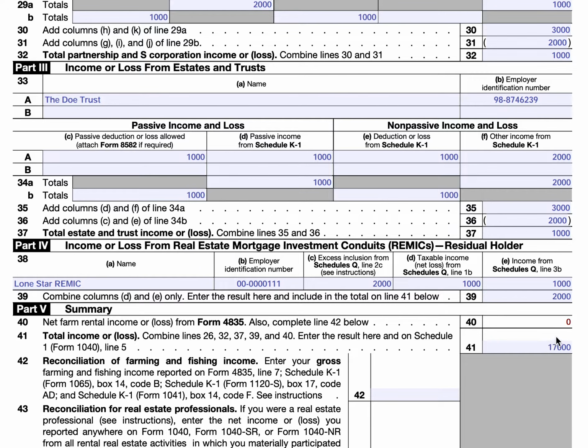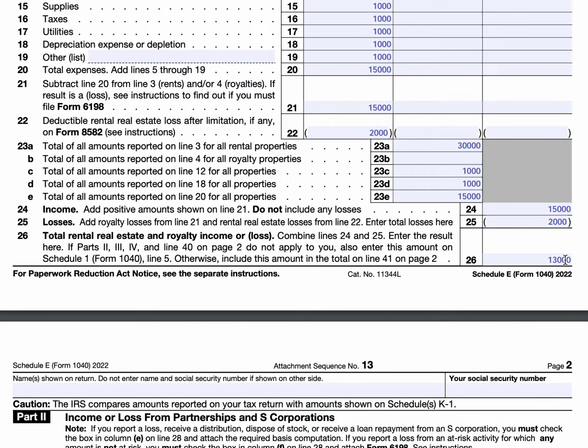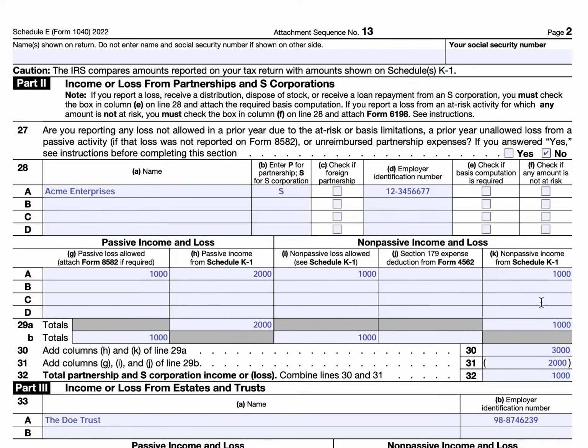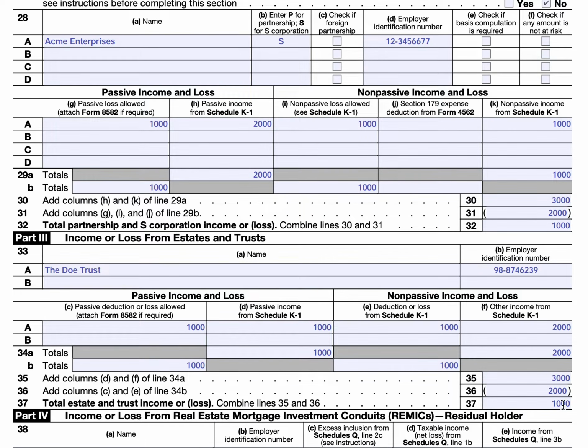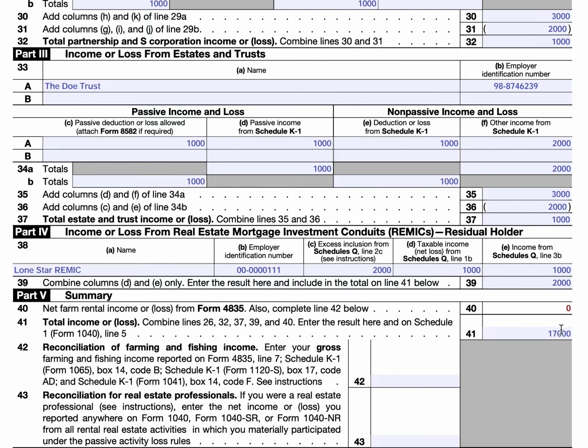So for line 41, you're going to combine the sums of the previous four parts. Line 26 is for part 1, the rental real estate activity and royalties. Part 2 is the partnership and S corporation income, line 32. Part 3 on line 37 is the estate and trust income, and then line 39 represents the part 4 income or loss from a REMIC. So we enter the total here in line 41, and that amount is $17,000.